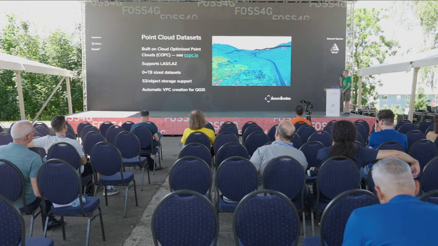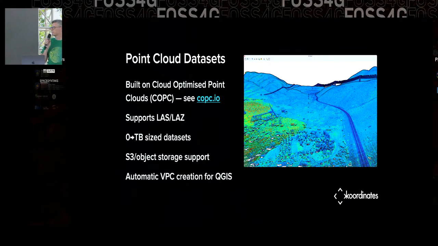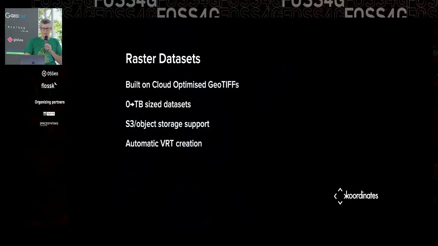We support point cloud data, and we build our point cloud data support on cloud-optimized point cloud, and I'll talk a little bit about that later on. And again, it's kind of 0 to terabyte size datasets. And we do things like use the brand new support for creating virtual point cloud files, so that from QGIS's perspective, you can just open the dataset and all the tiles are treated as one tile for styling and performance purposes. We now support rasters as well, and that's built on top of cloud-optimized GeoTIFFs.